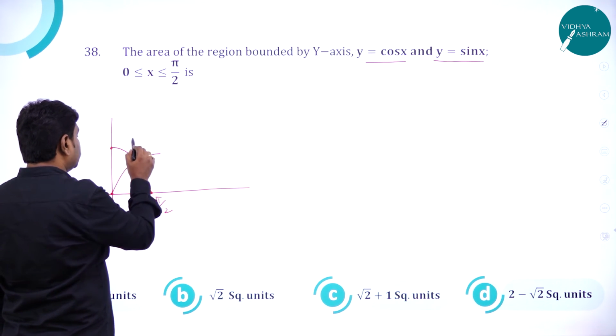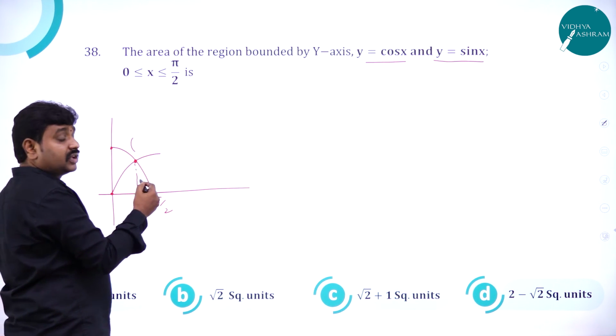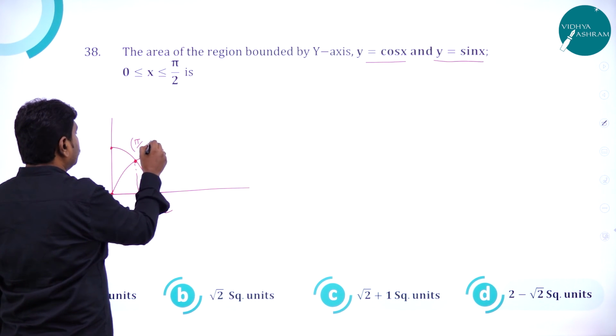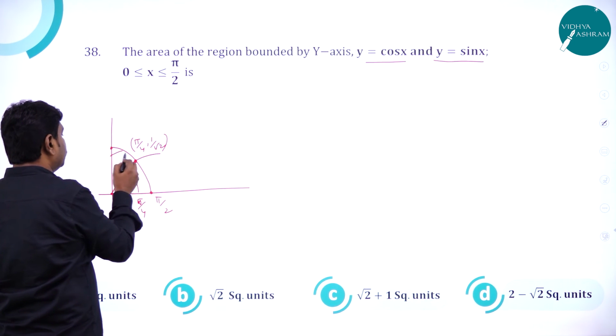So the point of intersection, the point is x comma y. The x value is 45 degrees, what is the y value? 1 by root 2. This is the point of intersection. They want this area.